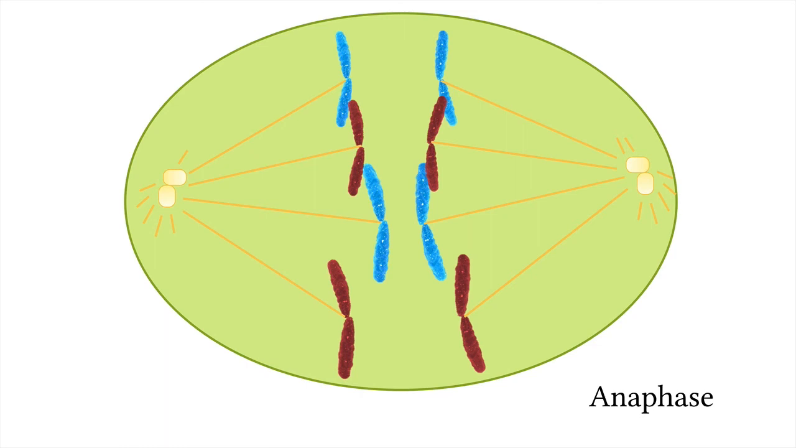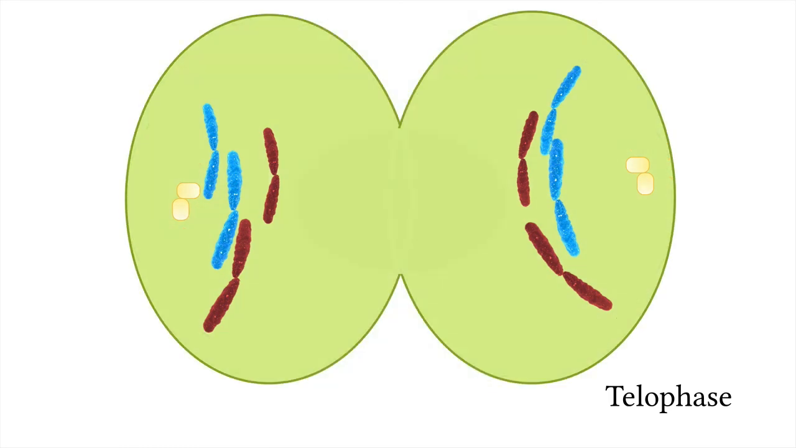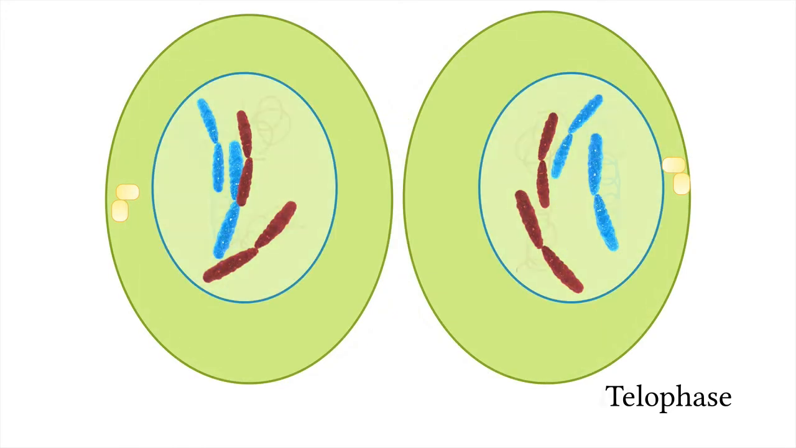The final phase is telophase. In this phase, each chromosome set is on its respective side of the cell, and the plasma membrane begins to pinch down the middle to separate the cell into 2 parts. Now you have 2 daughter cells that have formed from the 1 parent cell.